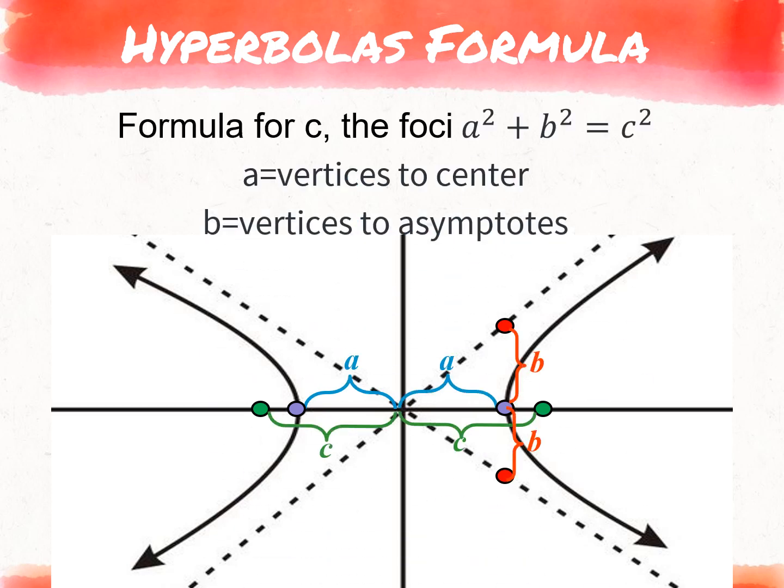Don't forget the pieces of the formula. You're never going to be given all the values. You're going to have to find something. Our hyperbola equation has a subtraction sign in it, which means our formula to find c has a plus sign in it. Remember that a is the distance from the vertex to the center. B is the distance from the vertex to the asymptote. We will stick to horizontal and vertical distances that you can count. And then c is the distance from the center to the foci.